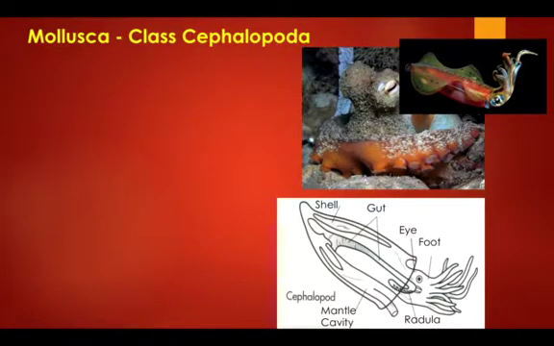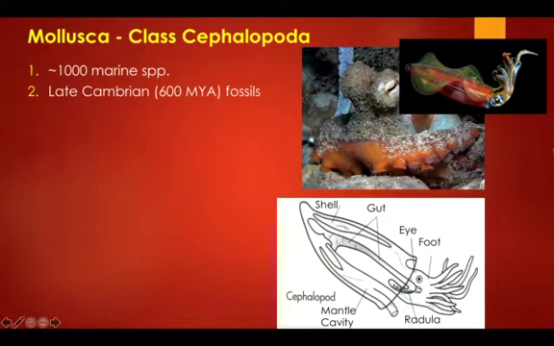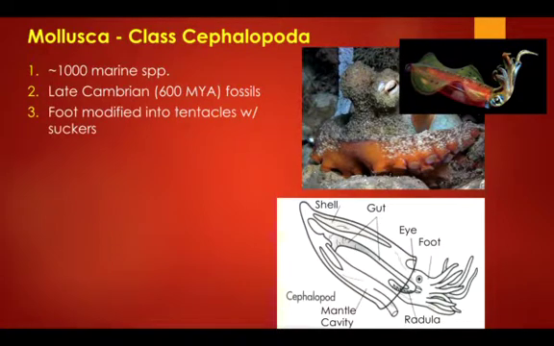All right, next we have the class Cephalopoda. Cephalopoda can be translated into head foot. Ceph for head, pod means foot. Cephalopoda, head foot. There's about 1,000 different marine species of cephalopod. They evolved probably 600 million years ago. And in this case, that foot is modified into tentacles. So this is the foot of the class Cephalopoda, or these tentacles.